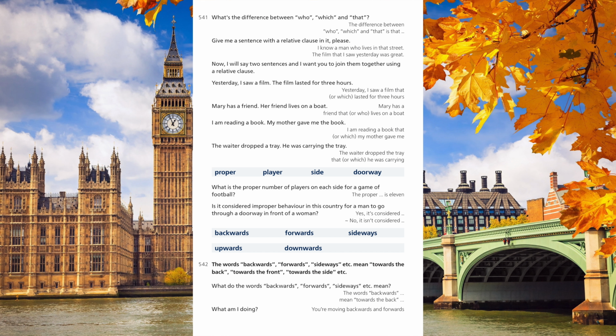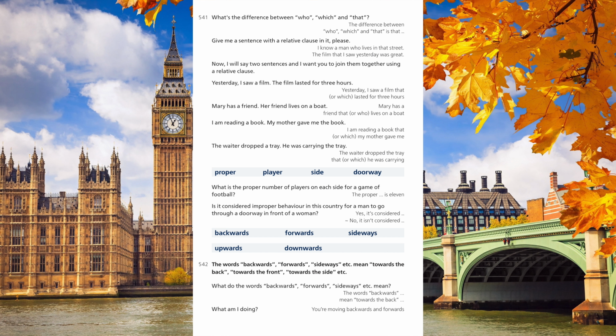I am reading a book. My mother gave me the book. I am reading a book which my mother gave me. The waiter dropped a tray. He was carrying the tray. The waiter dropped the tray which he was carrying.